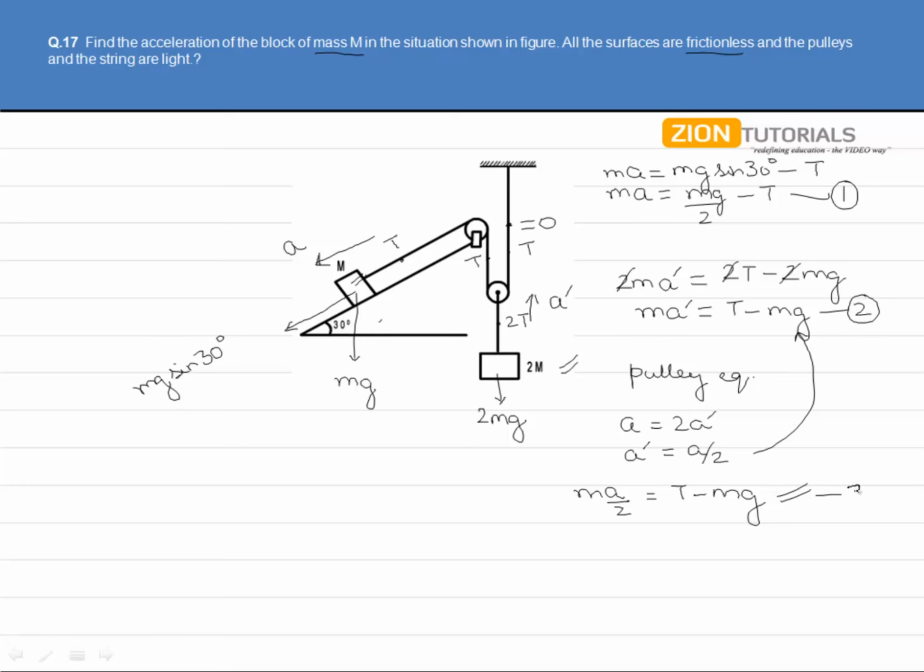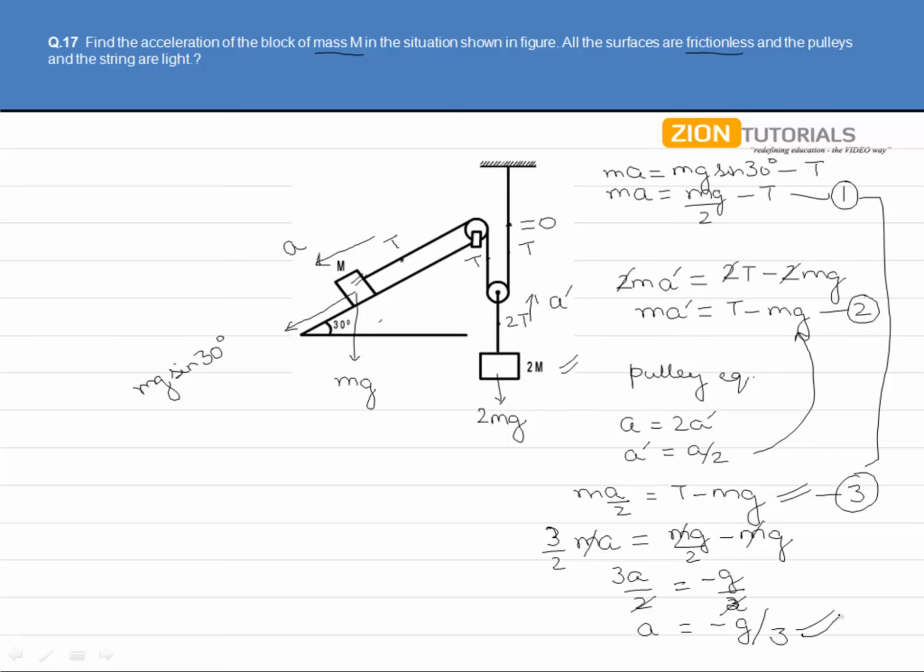Now if we mark this as equation number 3 and add equation number 1 and equation number 3, we will get 3 by 2 ma equals mg by 2 minus mg. Cancelling the factor of m, we can say 3a over 2 equals minus g by 2. Cancelling the factor of 1 by 2, we can say that acceleration is equal to minus g by 3, which is the answer for this question.